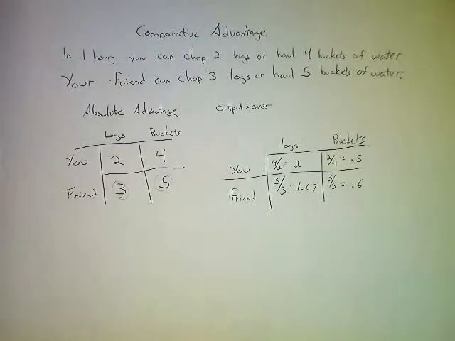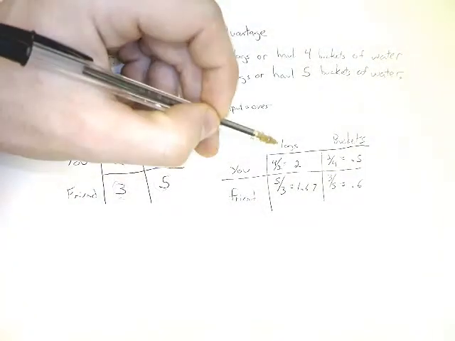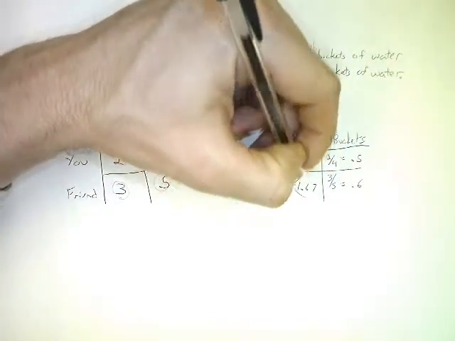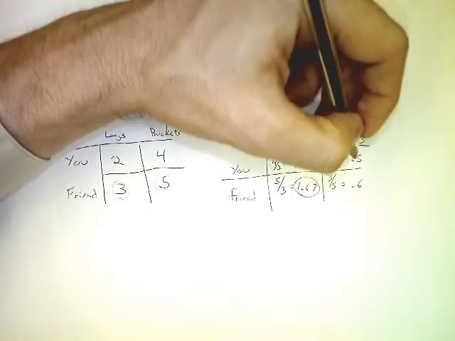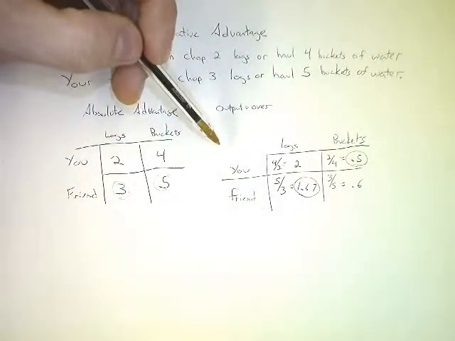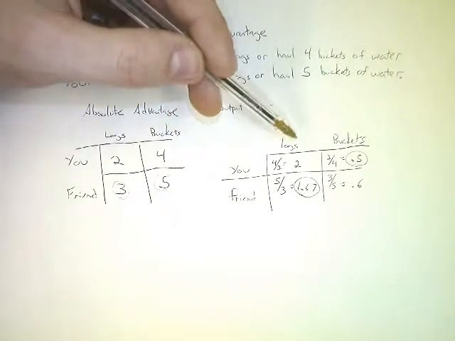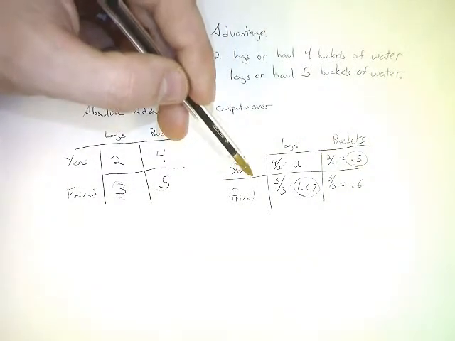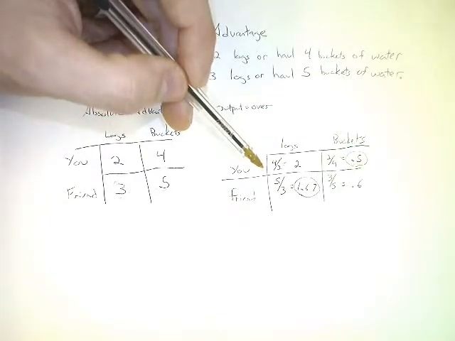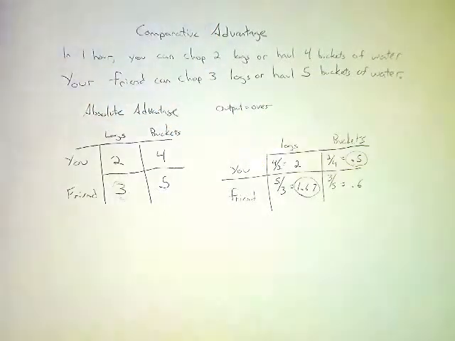Comparative advantage means who's cheaper. When you look at logs, your friend is the lower cost producer of logs, so we'll circle them. You are the lower cost producer of buckets. This tells us who should produce what. You should produce only buckets and your friend should only chop logs. From that point, you can trade with each other to get the combinations of the two goods that you want.